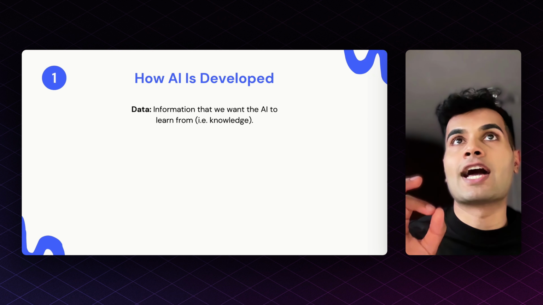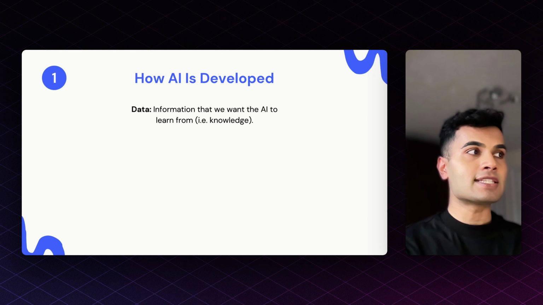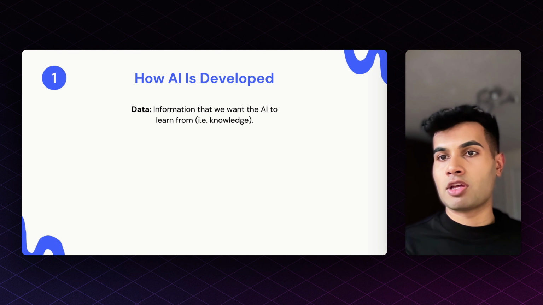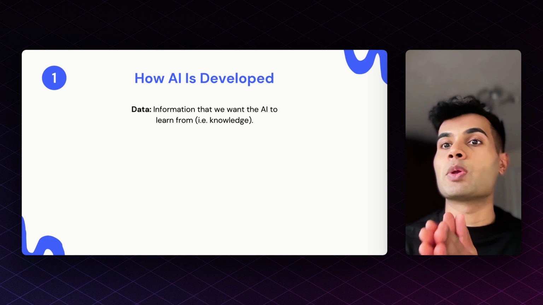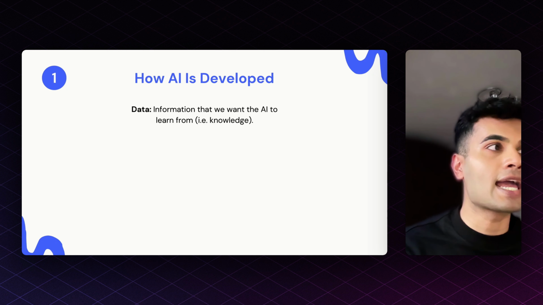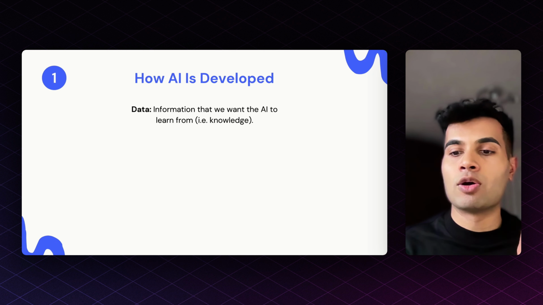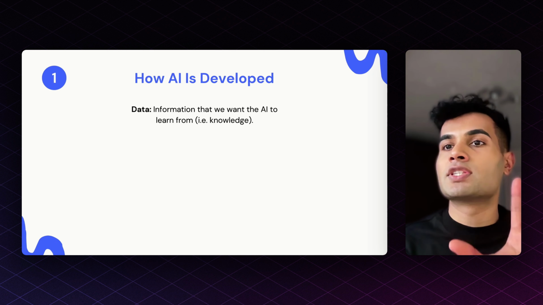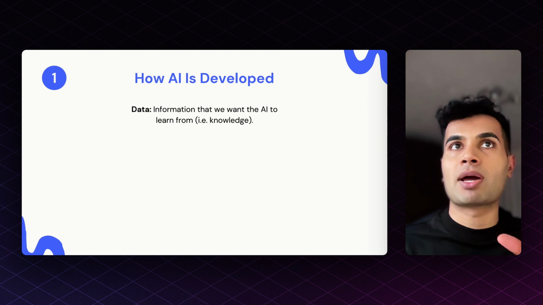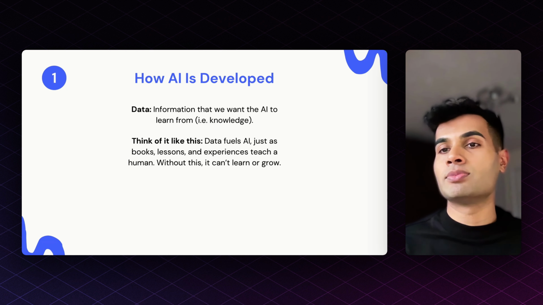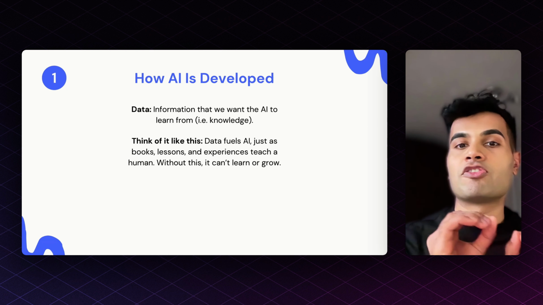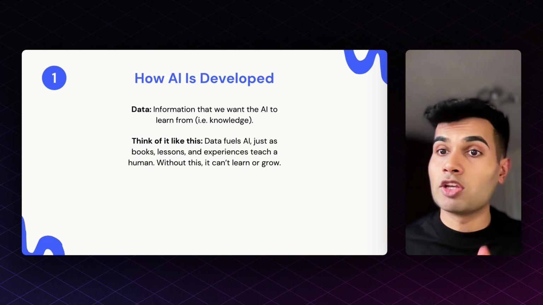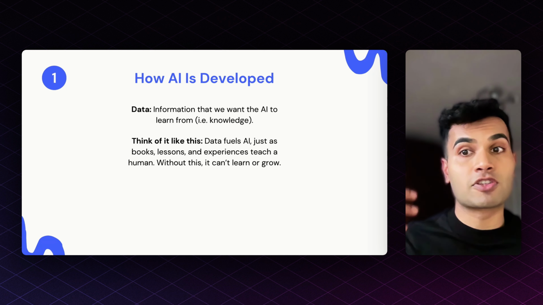Starting with number one, let's look at what data actually means. Data is the information that we give to the AI that we want it to learn from, aka the knowledge. Now, this may sound somewhat technical and it's hard to think of in an abstract manner. The best way to think about it is to think of data as the fuel for AI.